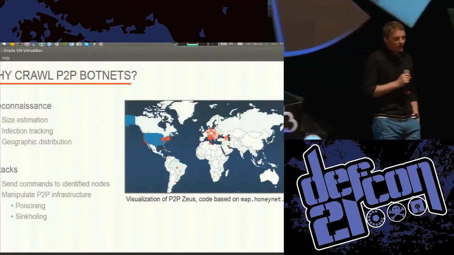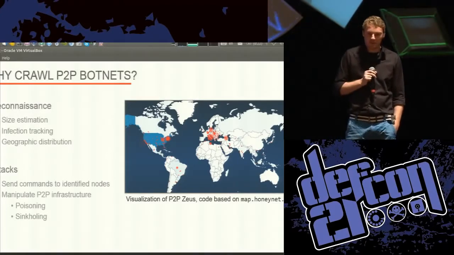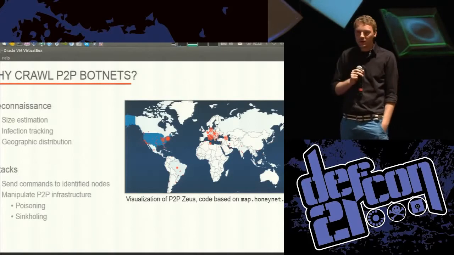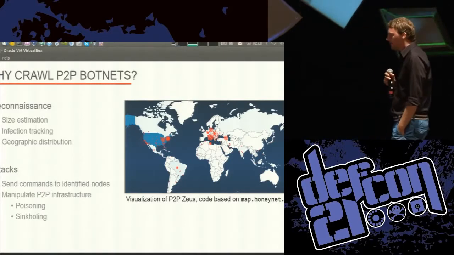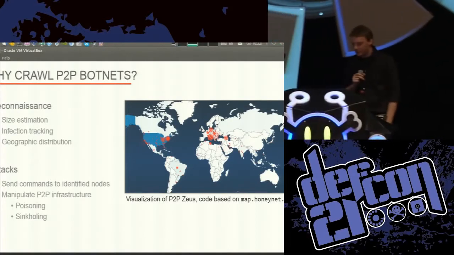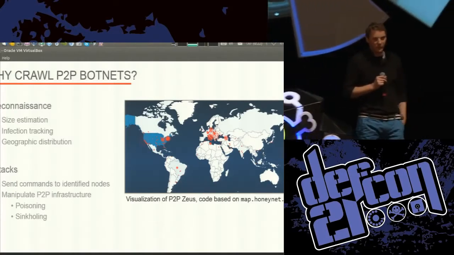You might wonder why anybody wants to crawl peer-to-peer botnets at all. It's interesting to play with that. It's interesting to understand the protocol and re-implement it and so on, and then play with the botnet and maybe snoop on what they're doing. But we usually have other goals. Reconnaissance is usually the foremost thing.